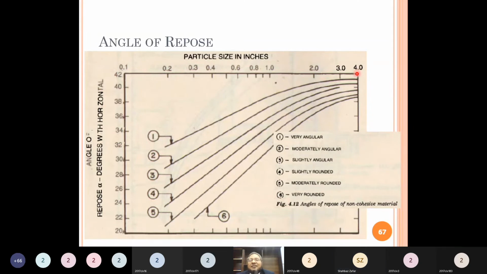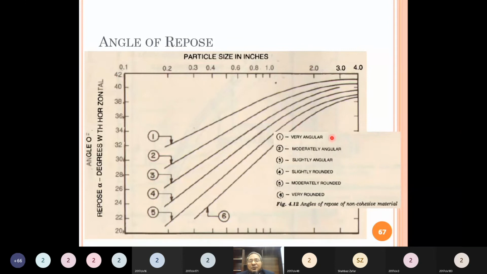And you know, for a particle size of about 4 millimeter, all lines they become almost horizontal. Okay, so it means these are the maximum value of angle of repose. Now, what are these graphs? 1, 2, 3, 4, 5.